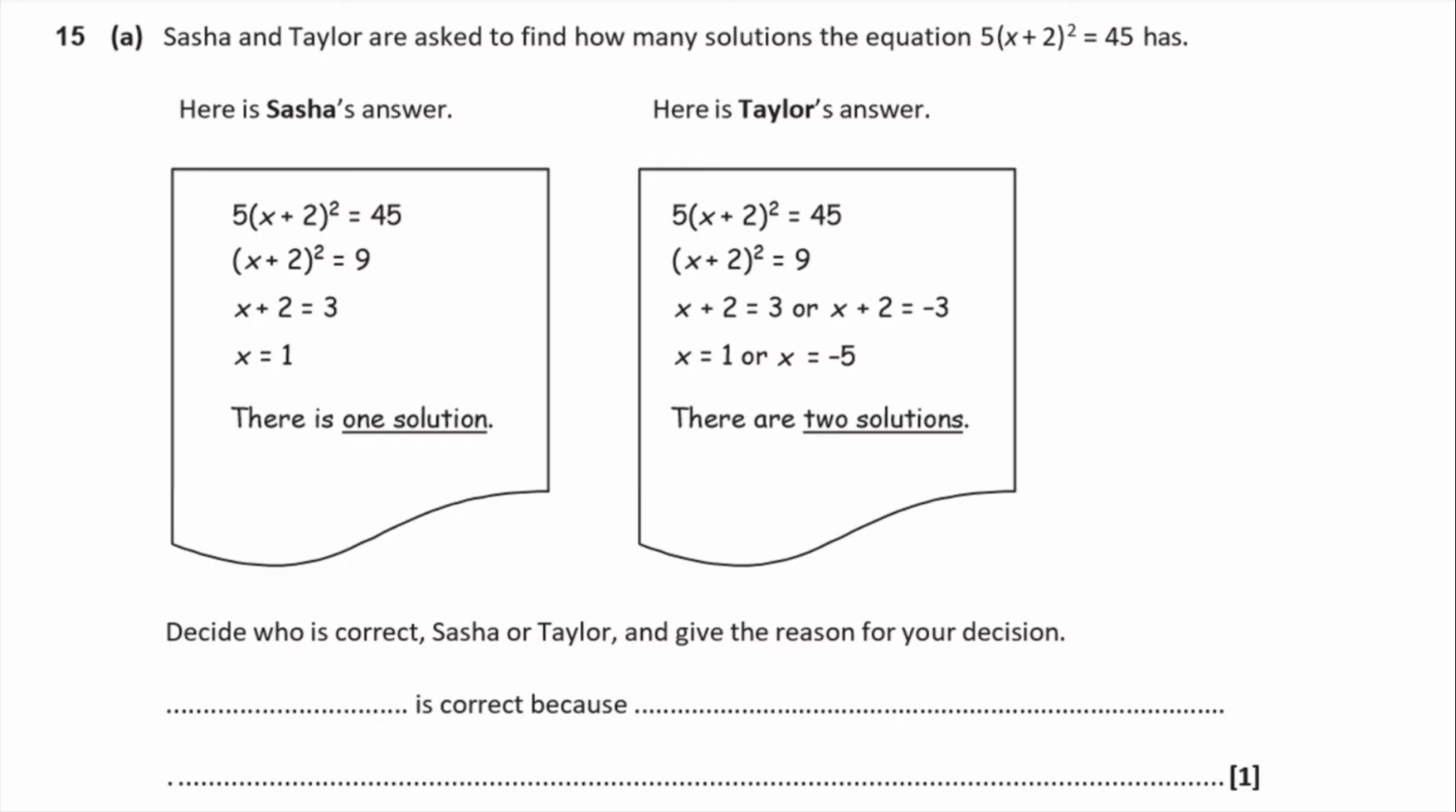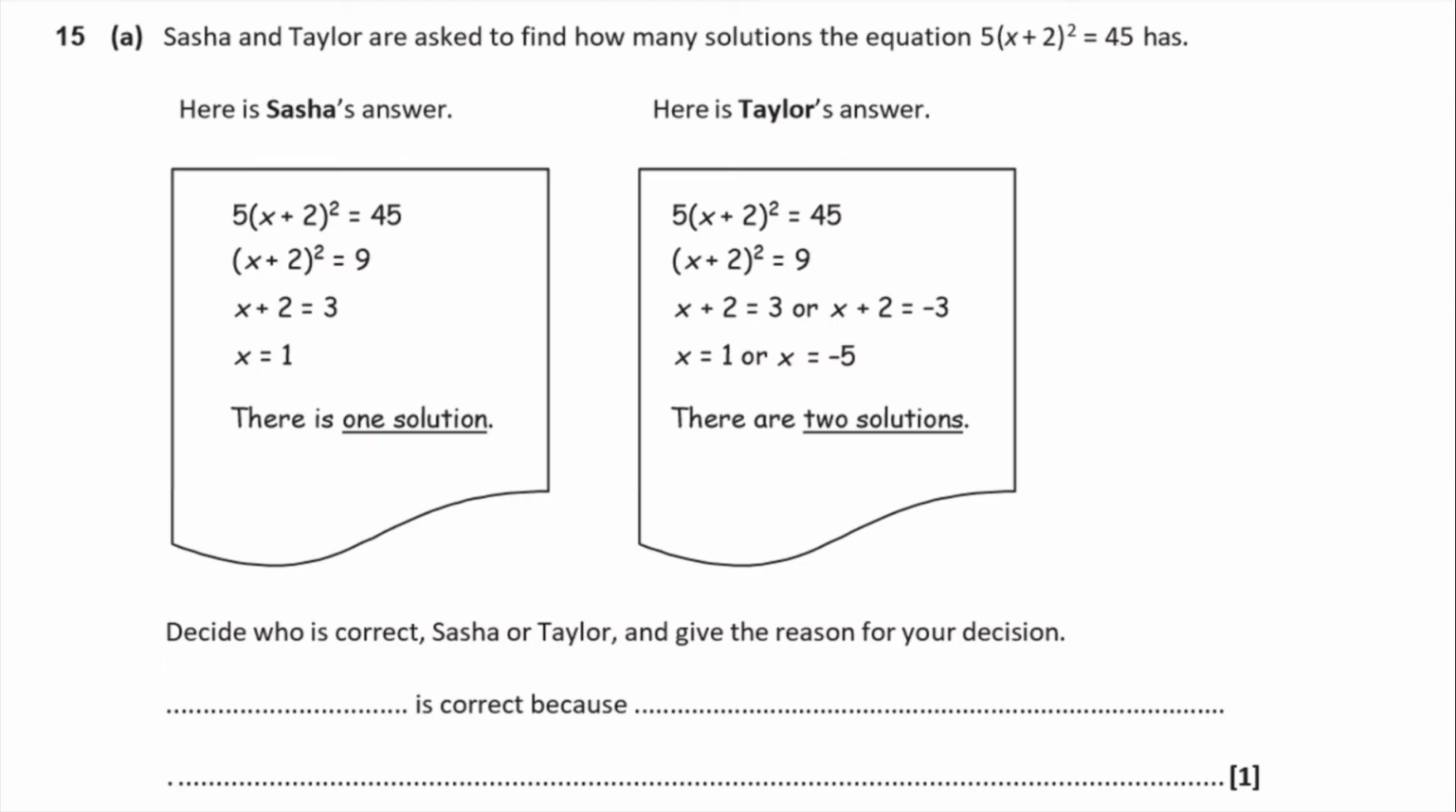Question 15a. Sasha and Taylor are asked to find how many solutions the equation 5 lots of x plus 2 all squared equals 45 has. Here is Sasha's answer. So Sasha said divide both sides by 5, square root, x plus 2 must be equal to 3, there is one solution. And Taylor said divide by 5, he square rooted but got 2 solutions, 3 and minus 3, giving him 2 solutions.